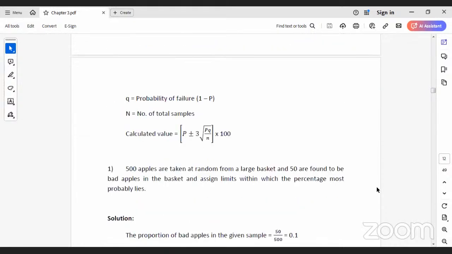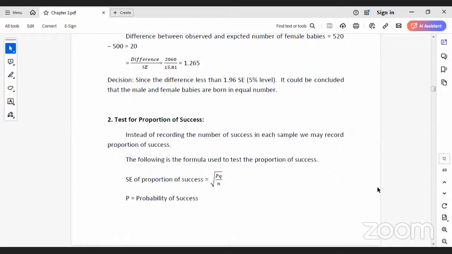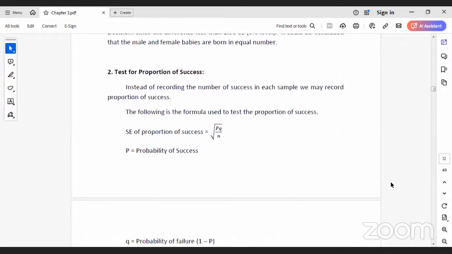So test for proportion of success. Here, listen carefully. Instead of recording the number of success in each sample, we may record proportion of success. The following is the formula used to test the proportion of success. That is standard error of proportion of success: under root PQ by N.